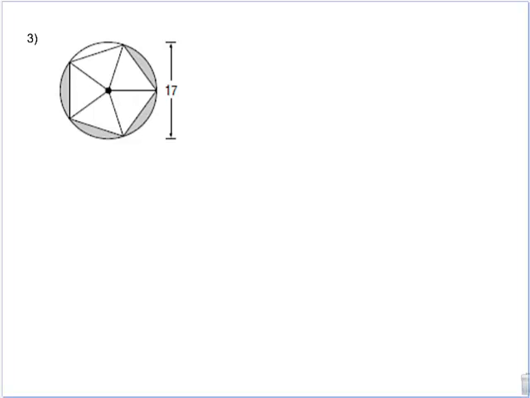Okay, what type of shape is this? This is a pentagon inscribed in a circle. So now we have a pentagon. We will not quite have the luxury of doing the 30, 60, 90s.